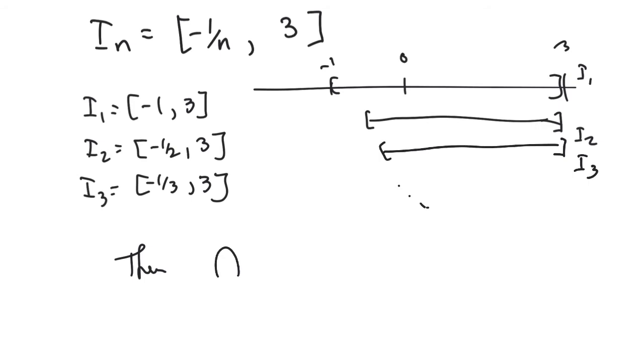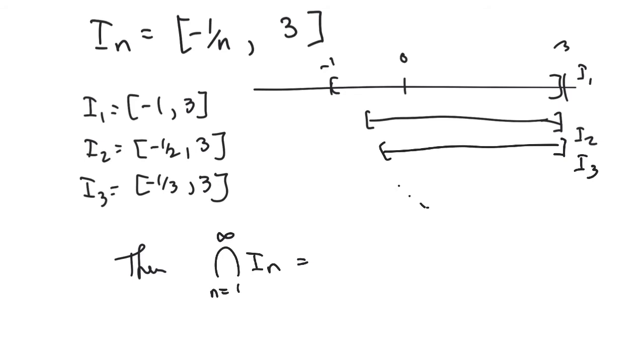Then what is the intersection? n equals 1 to infinity, In. In this example, what do you think? What would the intersection be? I'm asking about what are the points, even if we continue this forever, these nested intervals, shrinking them down each time forever, is there anything left afterwards? Or do they just shrink to nothing completely? What do you think? Yeah, the interval from 0 to 3 is going to be left over.